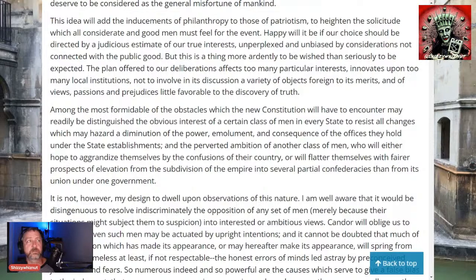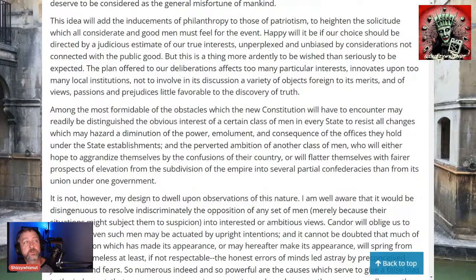The plan offered to our deliberations affects too many particular interests, innovates upon too many local institutions, not to involve in its discussion a variety of objects foreign to its merits, and of views, passions, and prejudices little favorable to the discovery of truth.